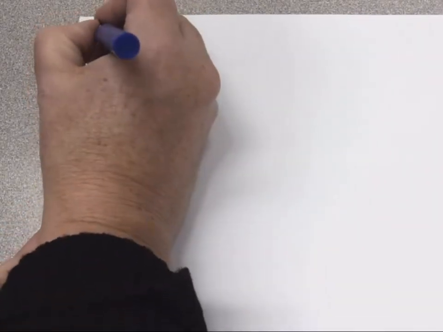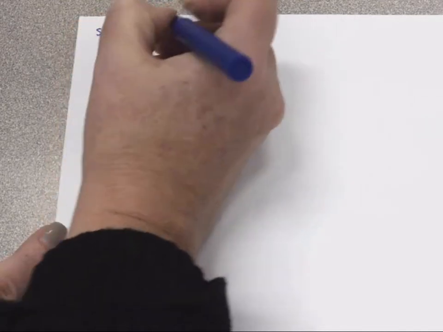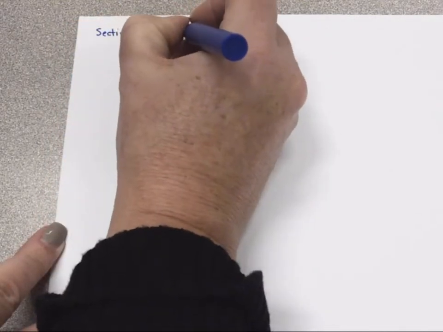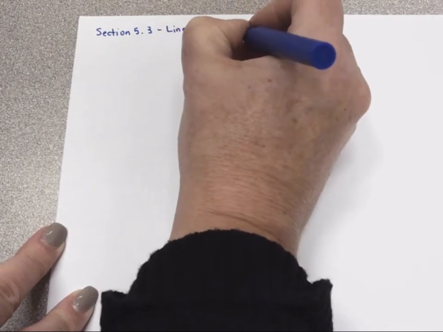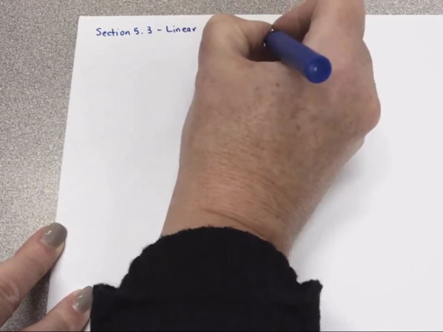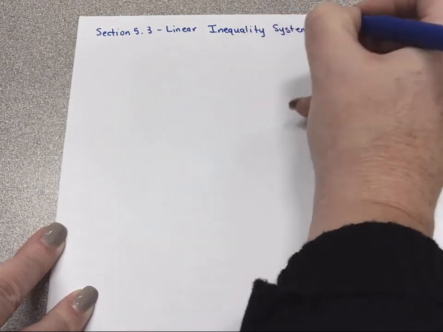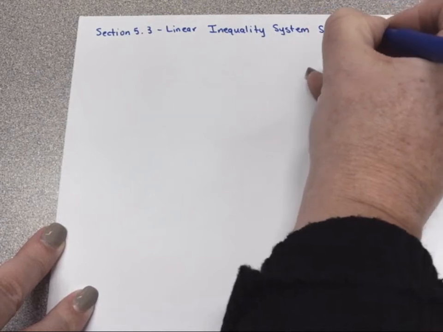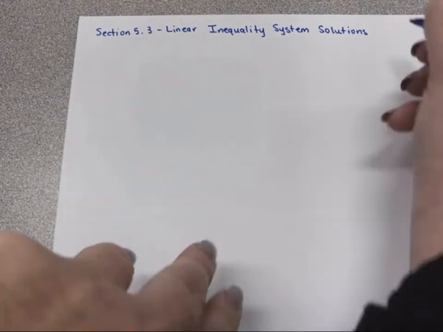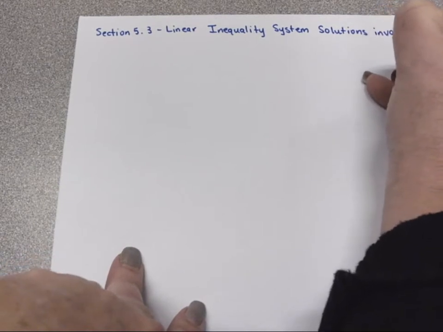So we're going to be in section 5.3. And 5.3 is linear inequality systems, which is what we have been doing, where we were graphing lines with shading. But we're going to look at some applications of this. So we're going to look at some solutions involving profit and cost, since this is a business math class.